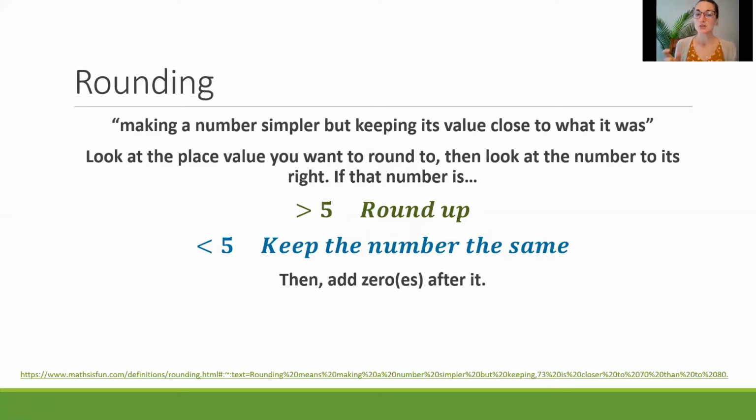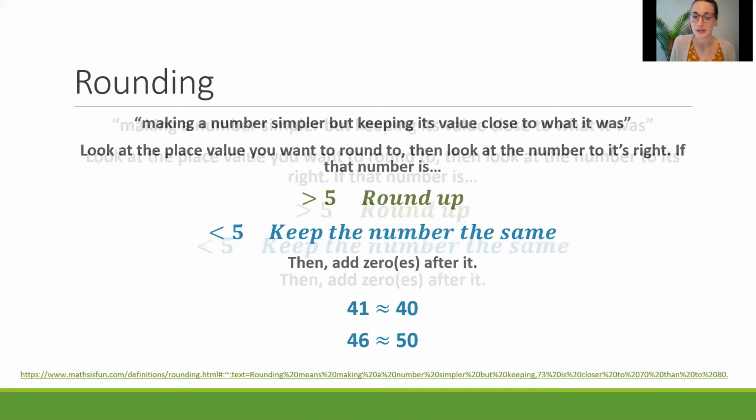Now, if the number to the right of the place value you want to round to is 5 or greater, then you're going to take the place value you're looking at and round it up a number. And if it's less than 5 in that number to the right, then you can round by keeping your place value the same and then just add zeros after it. So no matter whether you round up or you keep the number the same, you're going to replace all the remaining numbers with 0. I'll show you an example so we can be clear.